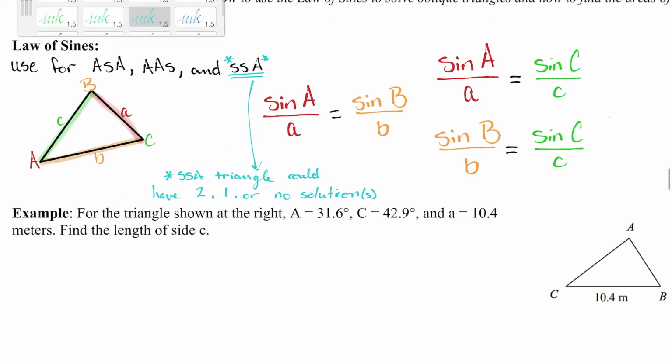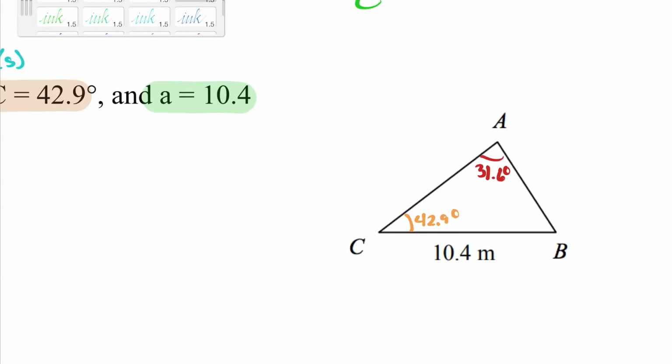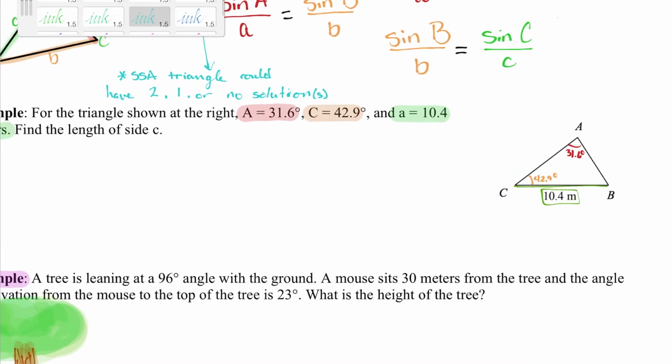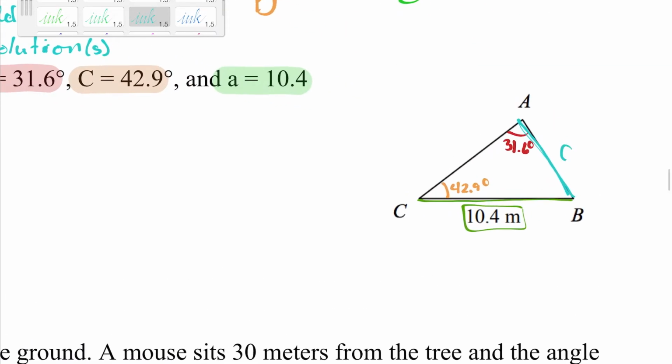So an example that we're going to look at for the triangle shown on the right: angle A is going to be 31.6 degrees, angle C is 42.9, and side A is 10.4. Obviously, this isn't to scale, and that's totally fine. They want us to figure out what side C is, so side C is going to be the side that is opposite angle C. This is what we're trying to figure out.